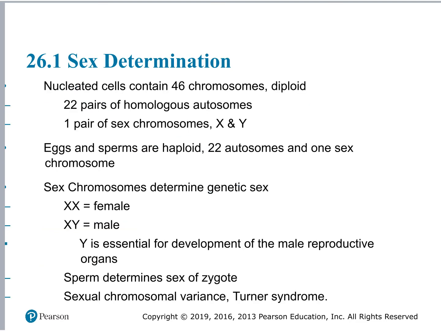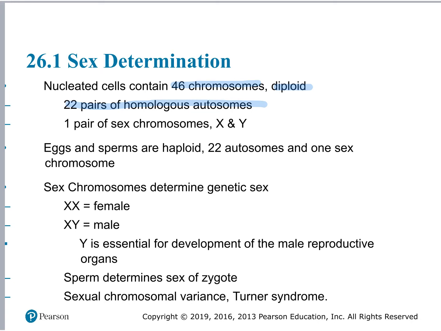This next part's a pretty easy read, so let's just hit the highlights. Normal nucleated cells, the somatic cells, have 46 chromosomes. And they call our chromosomes diploid, which means we have 2 sets of them. The DI in front of that means 2. So 2 sets of chromosomes, so we have 23 pairs. 22 pairs of those chromosomes are called autosomes.